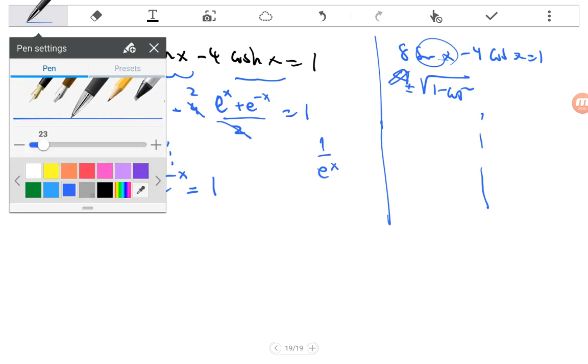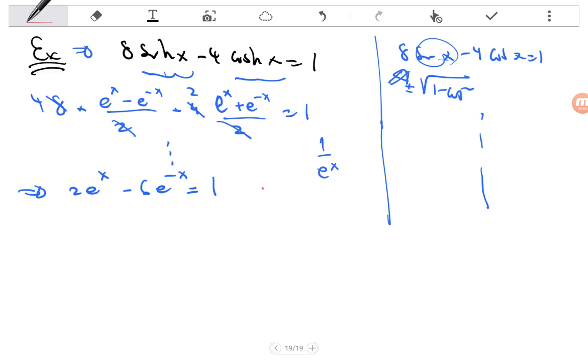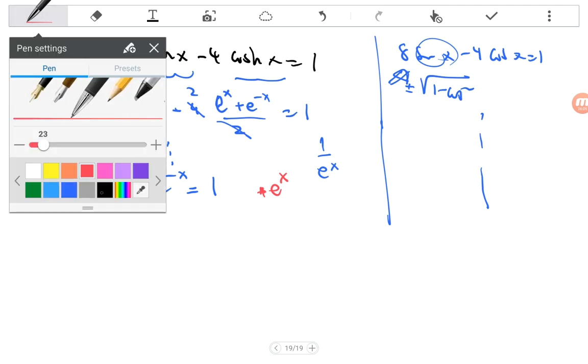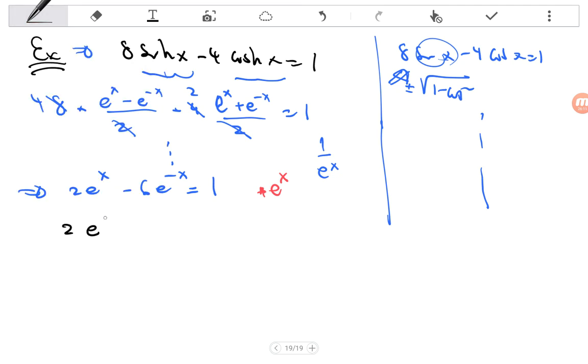So what step would you expect in this case? I will multiply the equation by e^x to get rid of that negative exponent. The equation will convert to 2(e^x)^2 minus e^x minus 6 equal to 0. I have written it as a quadratic equation, but in terms of e^x instead of x. This is an ordinary quadratic equation.